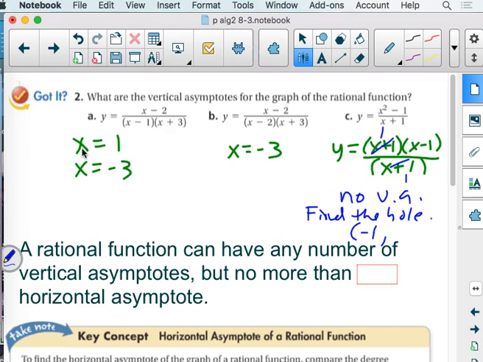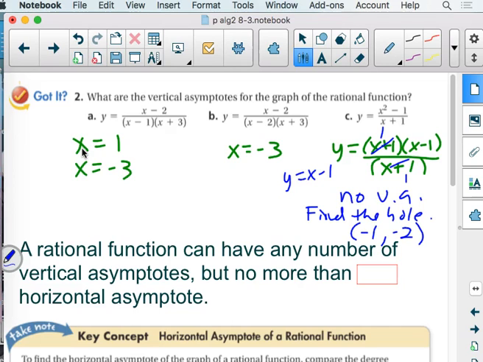Now you go to the cancel form, which would just be y equals x minus 1. And you actually put the -1 in there. -1 minus 1 would be -2. That's where our hole will be at.